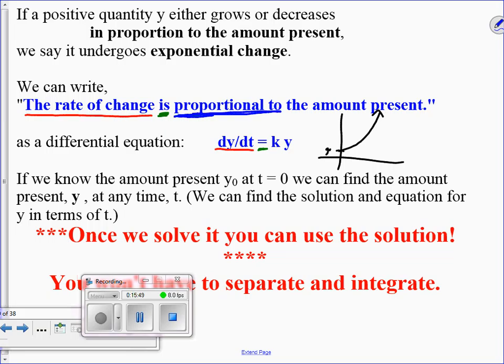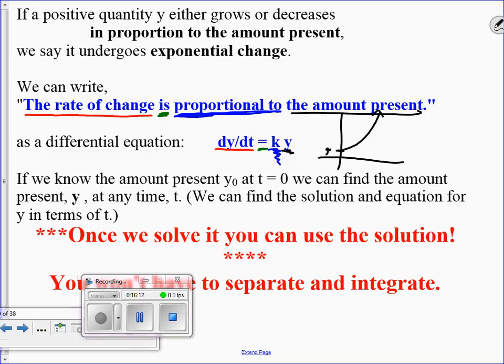It's proportional to. When you have a word problem, you always write k times. Every time you see the words proportional to, just say k times. K is just a constant. It's usually like 0.01. It could be negative if it's decreasing. And then the amount present is just your y, if I'm calling my quantity y.